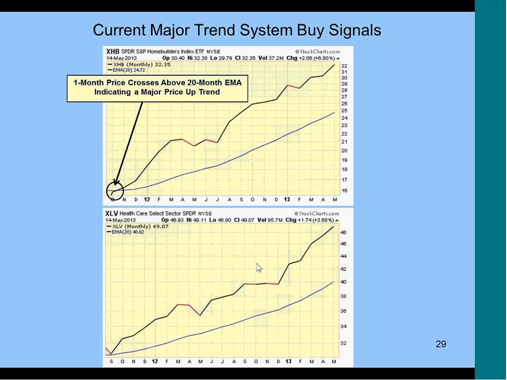Here's another example. This is the healthcare sector ETF, and again we can see that 1-month price above the 20-month EMA, indicating a buy signal, and the major trend is up.